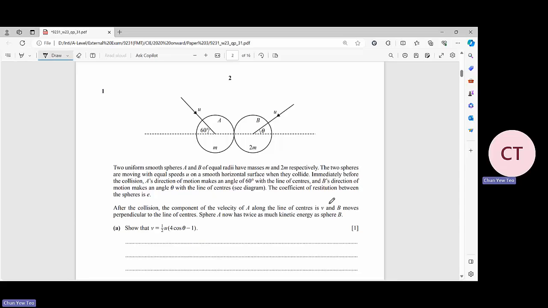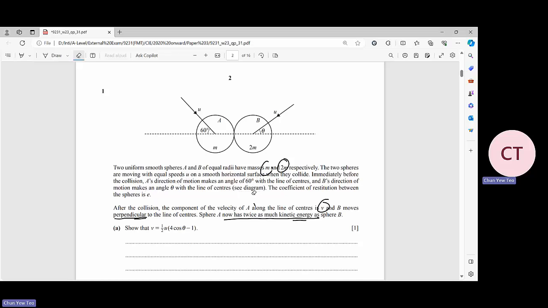Two uniform smooth spheres A and B of equal radii have masses m and 2m respectively. The two spheres are moving with equal speed u on a smooth horizontal surface. When they collide, immediately before the collision, A's direction of motion makes an angle of 60 degrees with the line of centres, and B's direction of motion makes an angle theta with the line of centres. See diagram. The coefficient of restitution between the spheres is e. After the collision, the component of velocity of A along the line of centres is V. B moves perpendicular to the line of centres. Sphere A now has twice as much KE as sphere B.